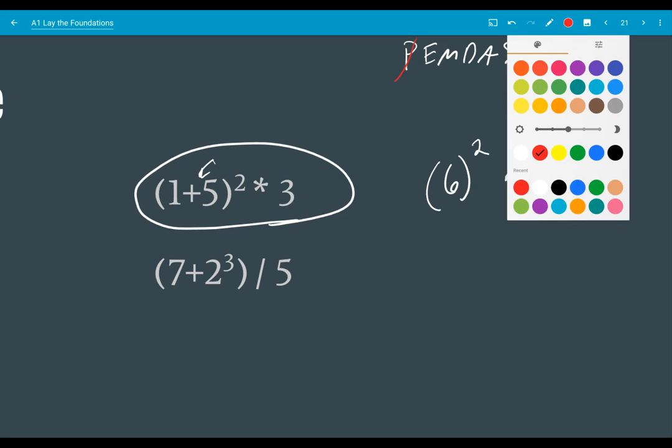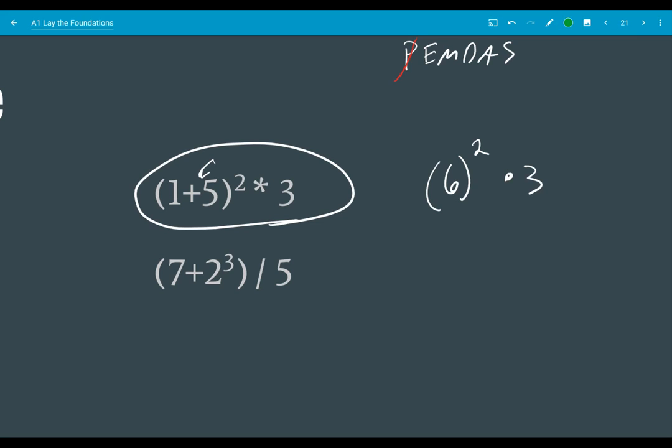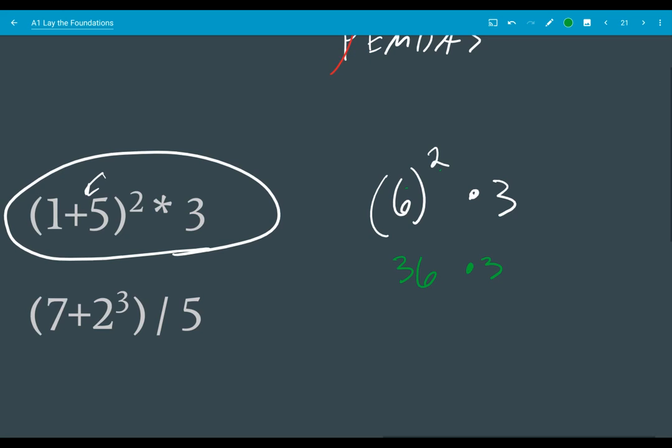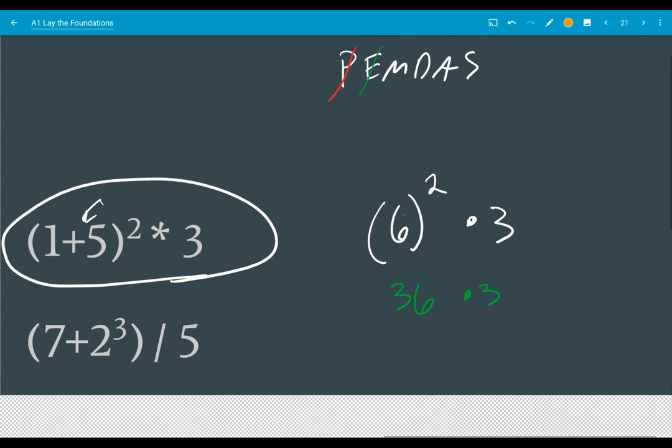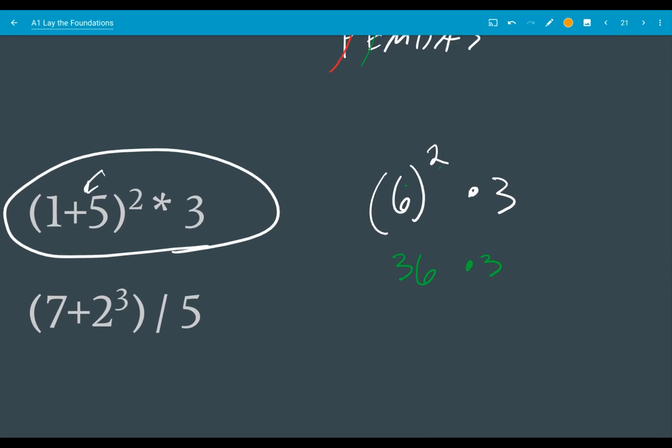Next step says to do exponents. So I'm going to do 6 squared, which is 36. So I have 36 times 3. Exponents is done. Now I'm going to do any multiplication or division. So I'm going to do 36 times 3.